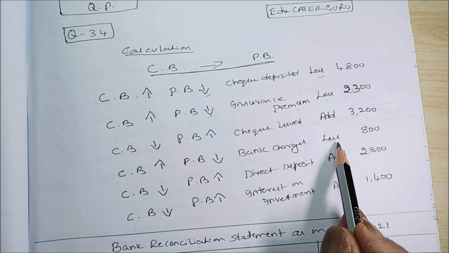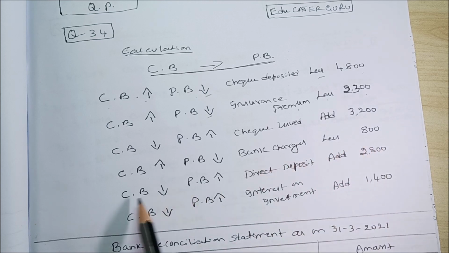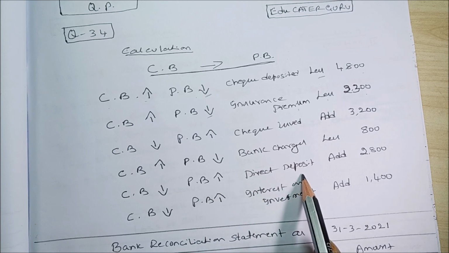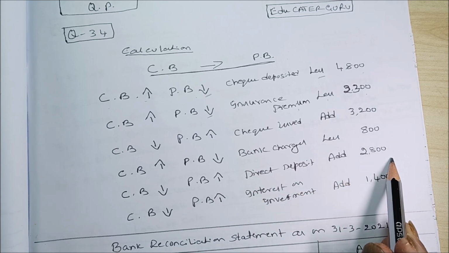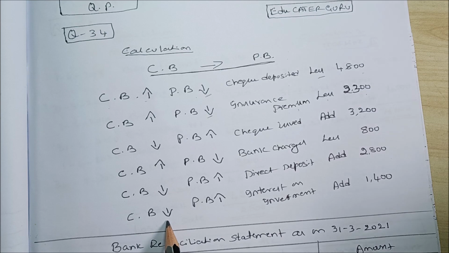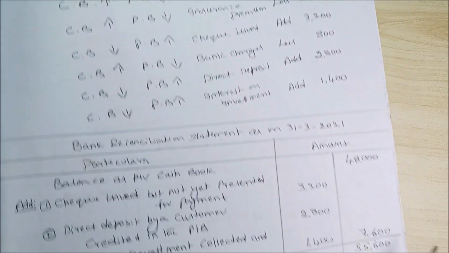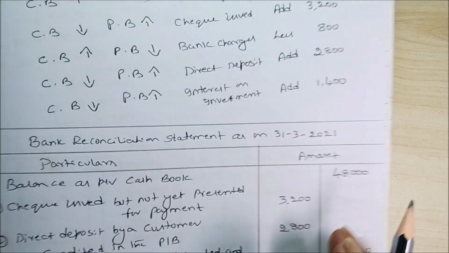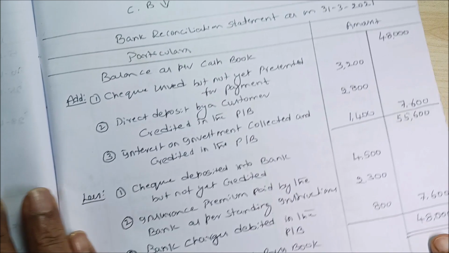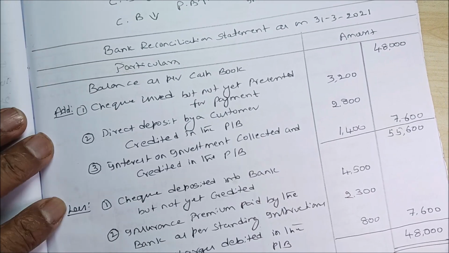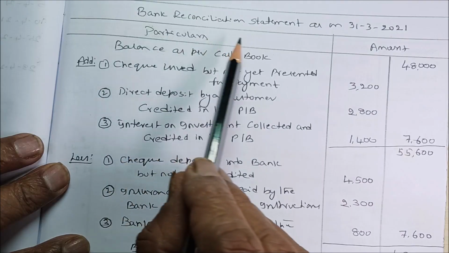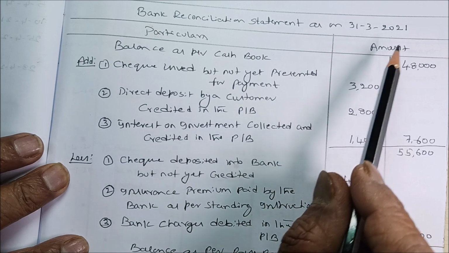Bank charges less, 800. Cash book balance is showing less, passbook balance is showing more. Direct deposit, add 2,800. Cash book balance is showing less, passbook balance is showing more. Interest on investment, add 1,400. Then what you have to do? Add all one side first, then less. Bank reconciliation statement as on 31/3/21.